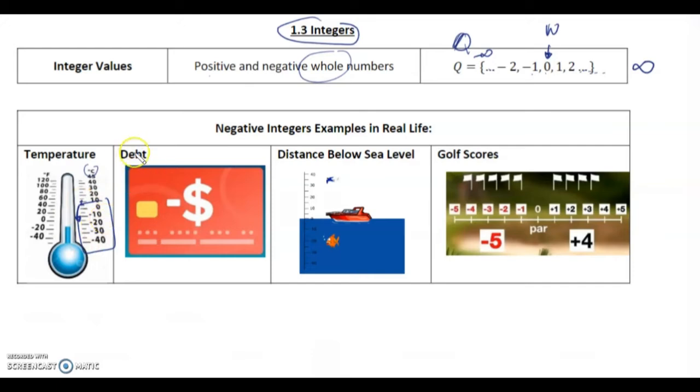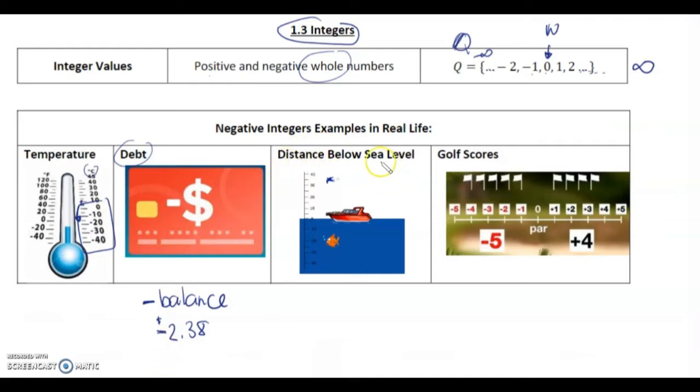Debt. When you owe money, you have a negative balance. So a negative balance, maybe in your checking account, is going to say -$2.38. It's going to have that negative number there. That means, whoa, you spent too much money. You actually owe the bank now.